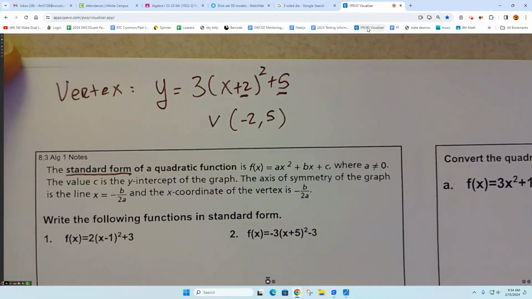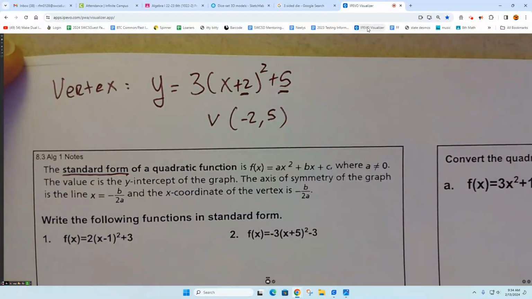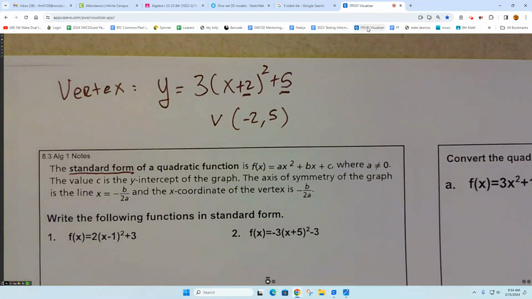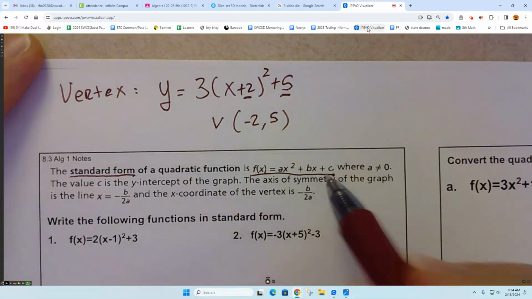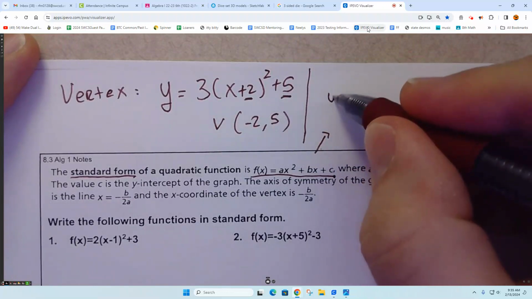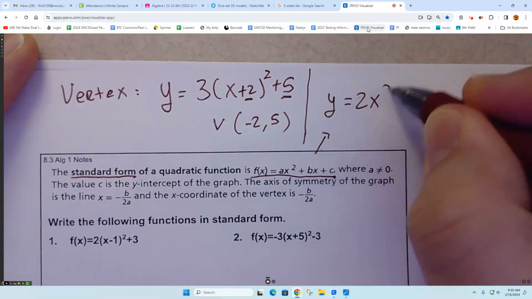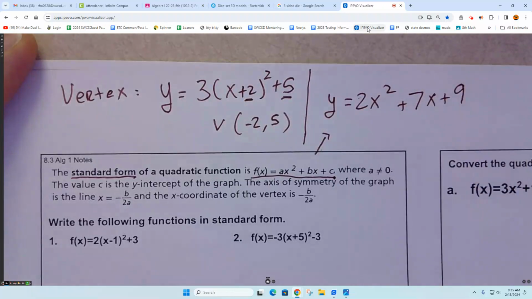So that's the form we learned first. Now we need to learn standard form, and we got to be able to go from one to the other. Standard form is going to look something like this. Okay, if we were to come up with an example of it, it might be like y equals 2x squared plus 7x plus 9, something like that.